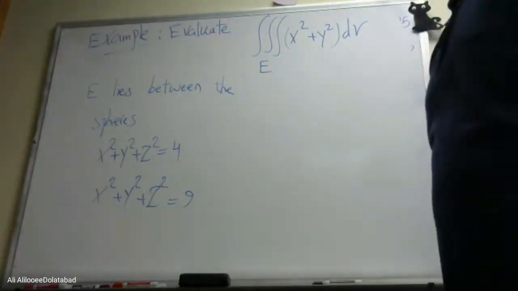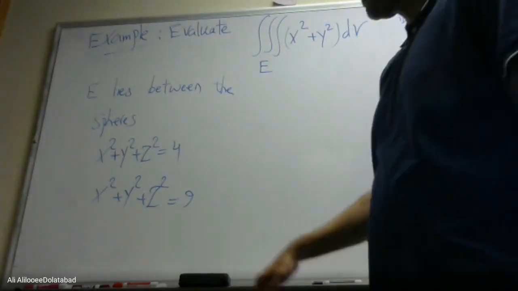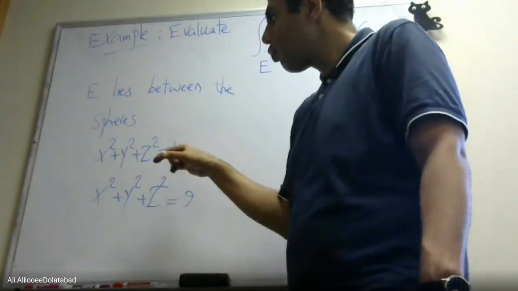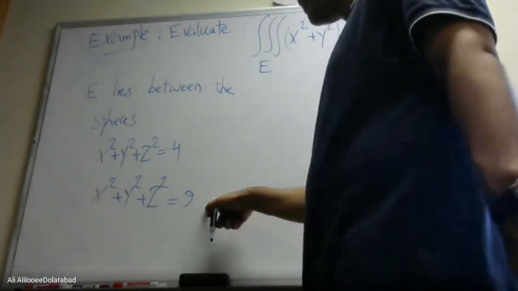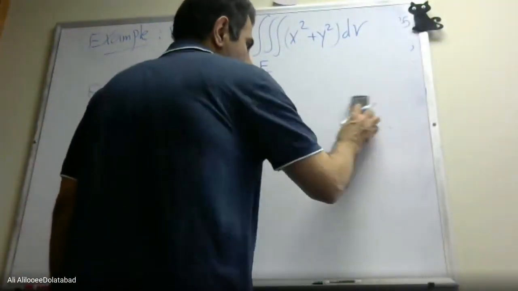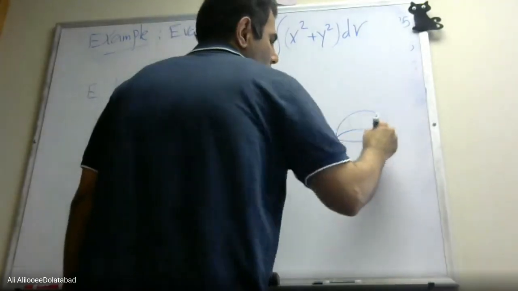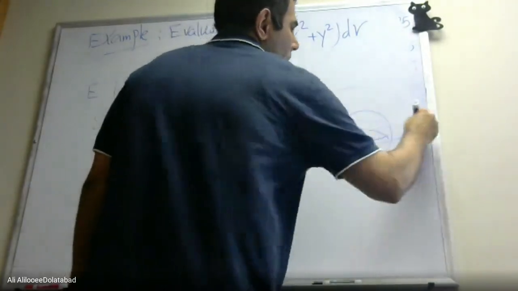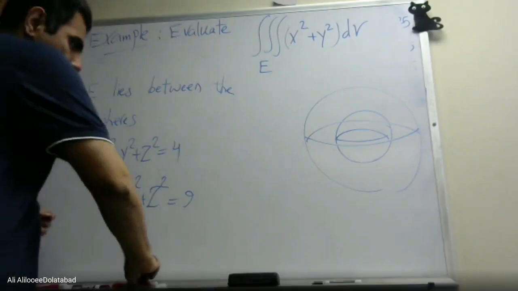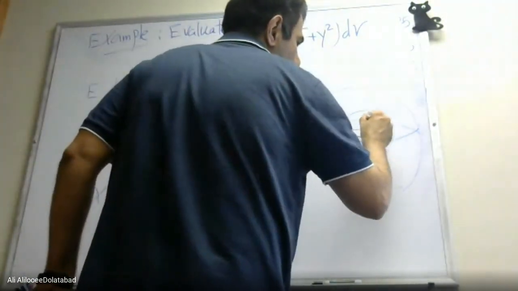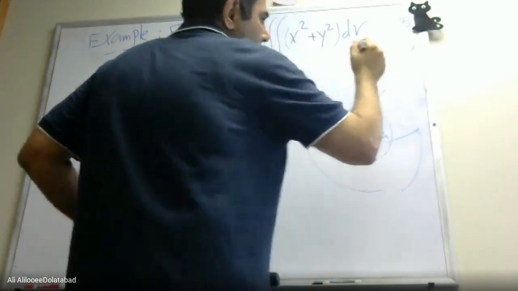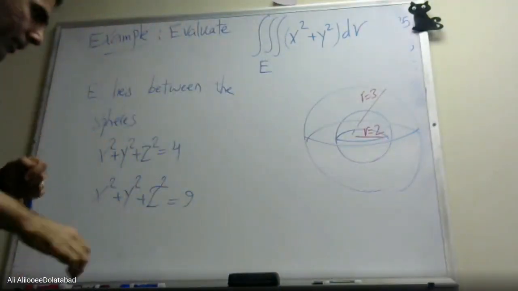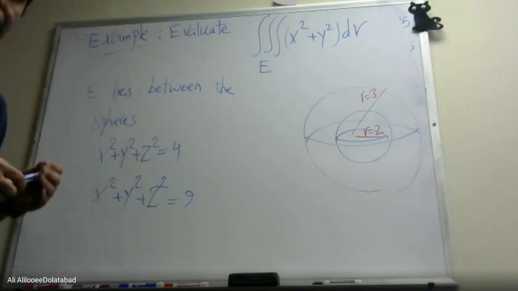We are integrating on a solid. This solid is denoted by E, and the solid is between two spheres. One of them is a sphere centered at origin with radius 2, another sphere centered at origin has radius 3. Then one sphere like this and another sphere like this. The radius of this one is 2, the radius of the bigger one is 3. And the solid is the space between these two spheres.